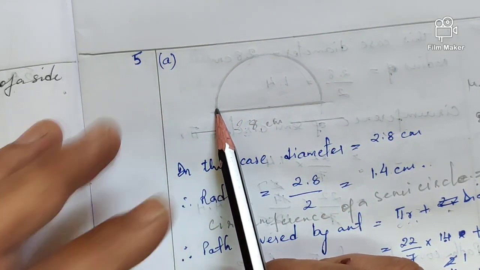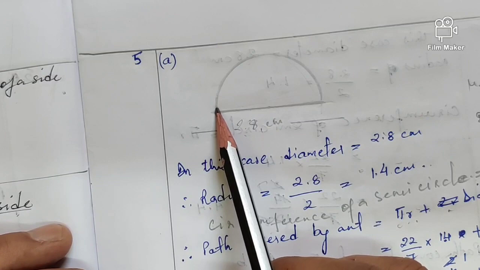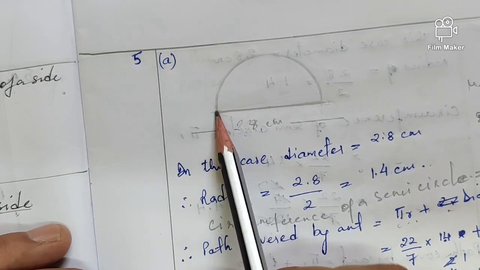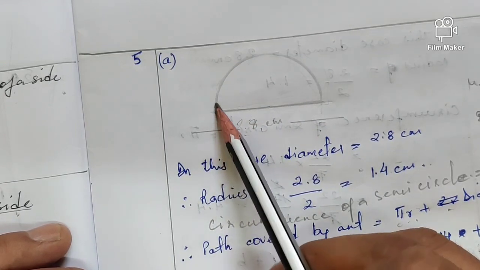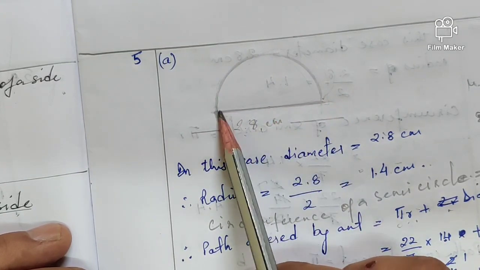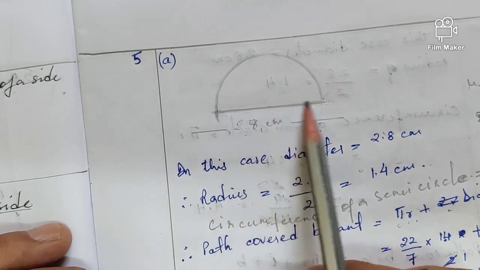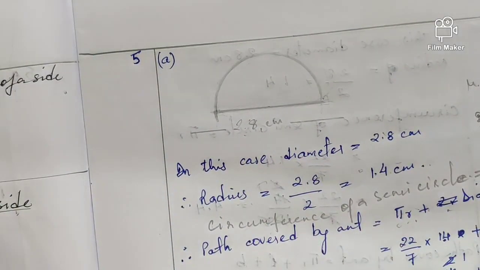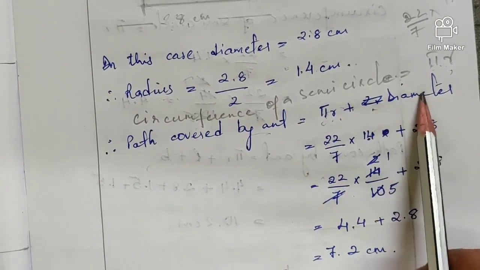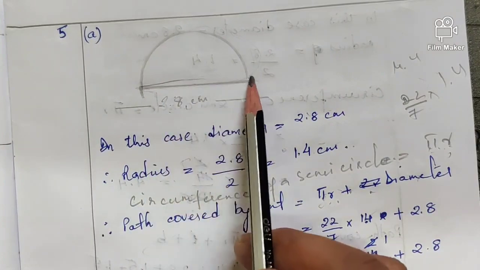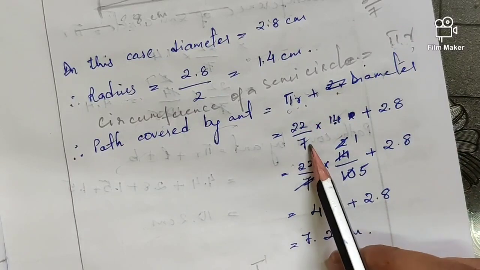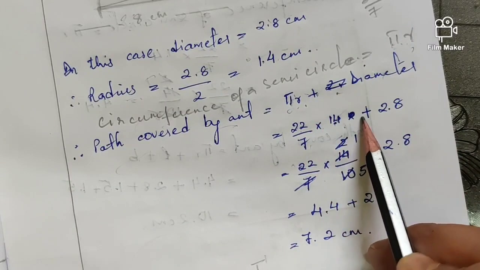For example, if an ant starts from here, it will go around like this and end here again, right? So we have to calculate all the circumference and all the base. If we add the diameter, we can know the path covered by an ant, right? So here, path covered by an ant is pi r plus diameter, and the diameter is 2.8, right?